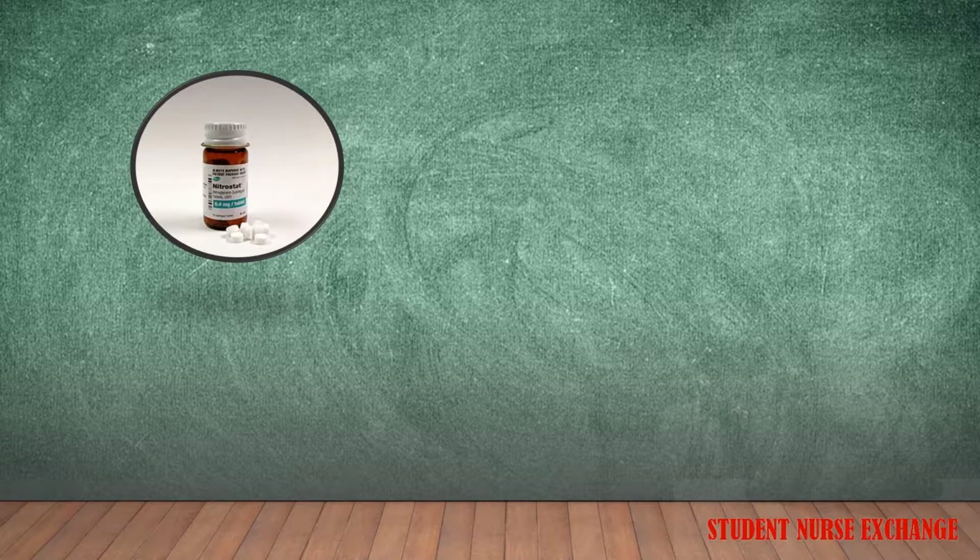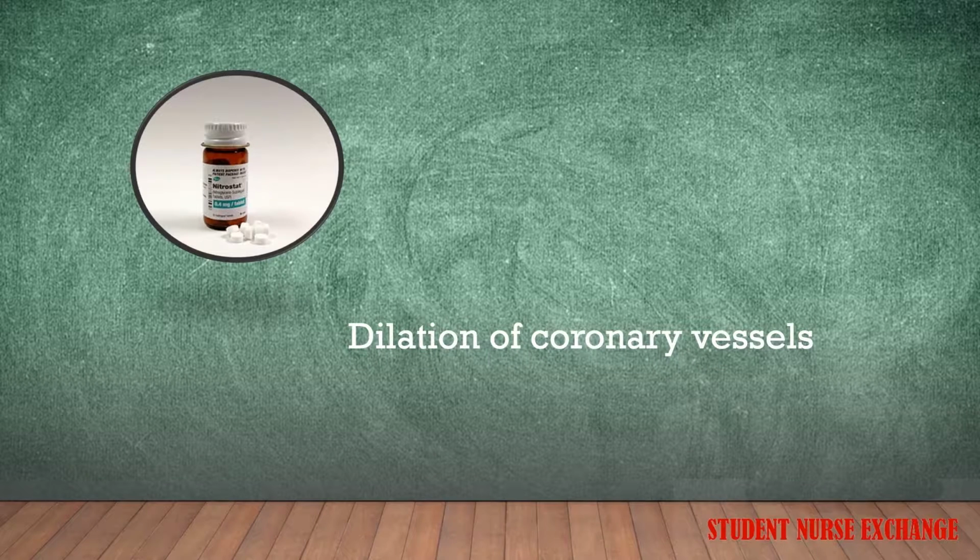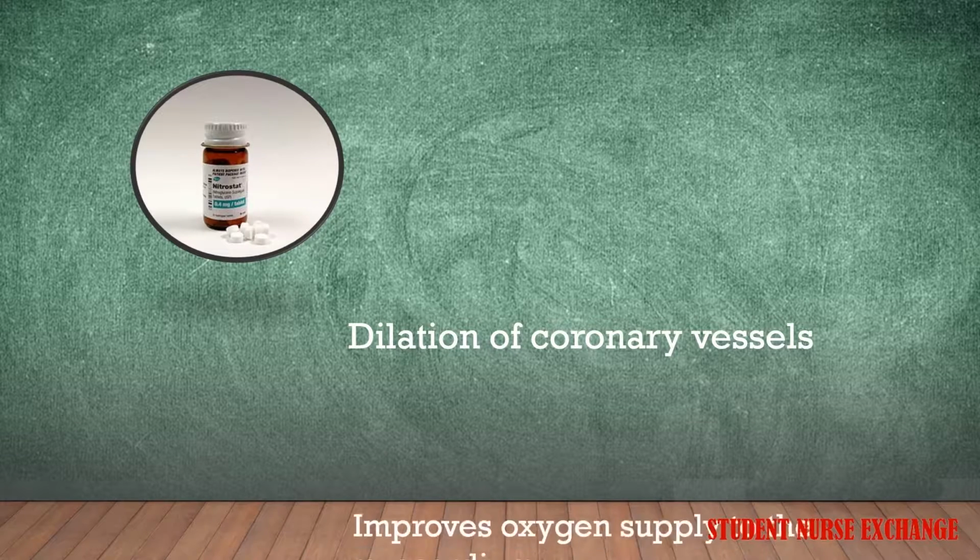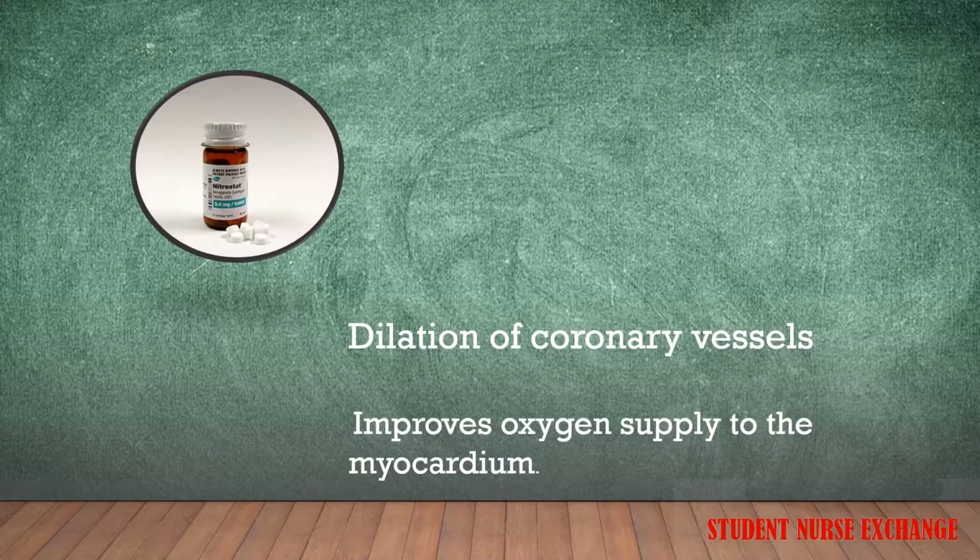So we know with nitrostat, it's going to dilate the coronary vessels, and that's going to allow more, and we oftentimes put on oxygen at the same time. We want to optimize the oxygenated blood to the heart tissues, and that's what causes the angina to diminish or be eliminated. So it improves oxygen supply to the myocardium. That would be the pharmacodynamics of nitrostat or nitroglycerin.